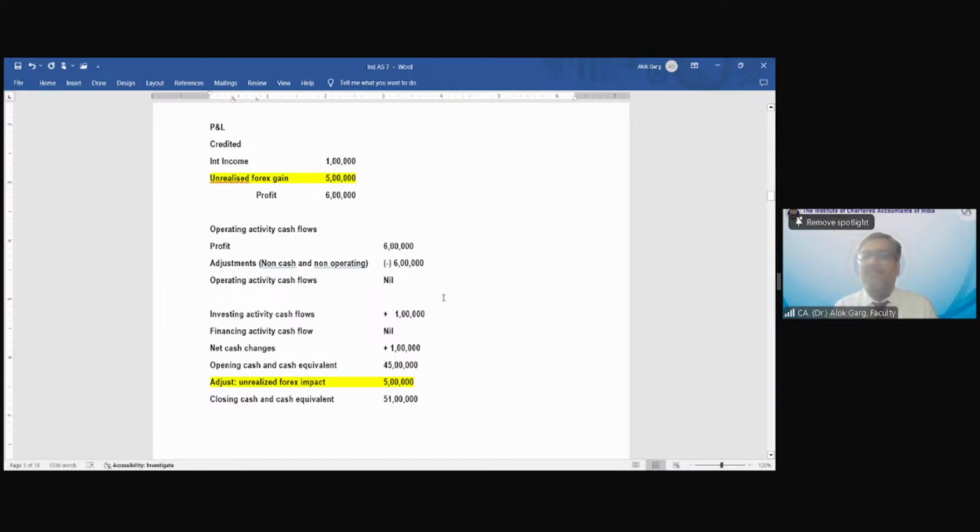My operating activity is 0. So while I have earned a profit of 6 lakh, my operating activity cash flow is 0. Why is it 0? Because of two elements. Number 1, non-cash item. Number 2, non-operating item. What is the non-cash item? Unrealized forex. What is the non-operating item? Interest income, which I have taken into the investing activity. Is it clear to everyone?